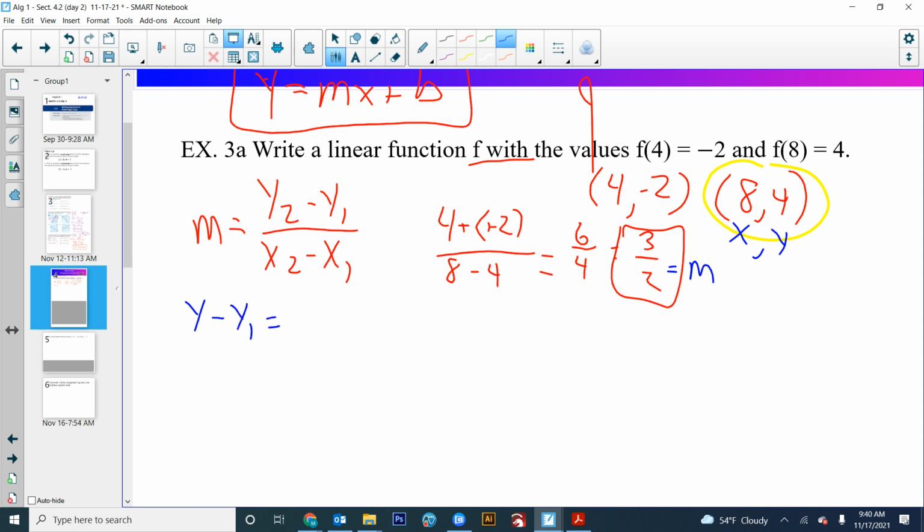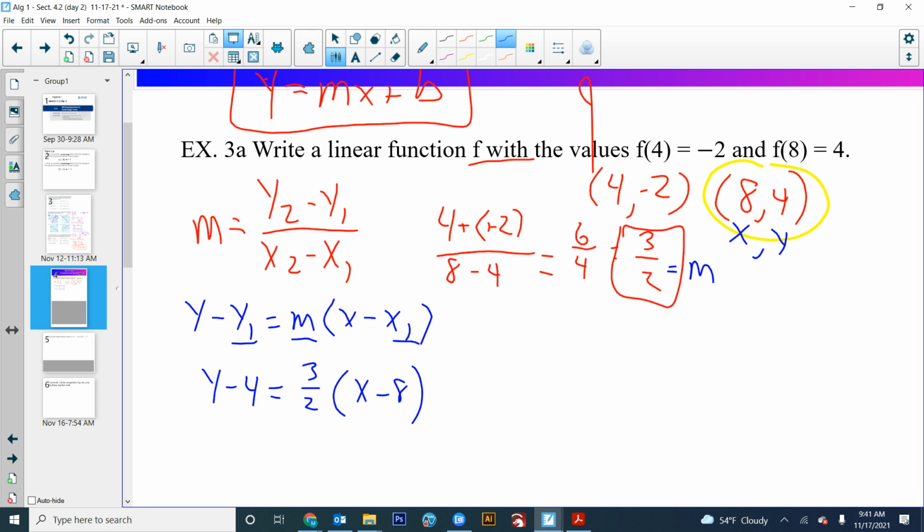Y minus Y1 equals M times X minus X1. We need to sub in there, there, and there. Who can do that for me? Brandon, go ahead. So you're going to do y minus 4. Y's 4. Go ahead. What's the slope? 3 over 2. Equals 3 over 2 times parentheses, what? X minus 8. Okay, very good. Thank you. Is everybody good with that stuff?